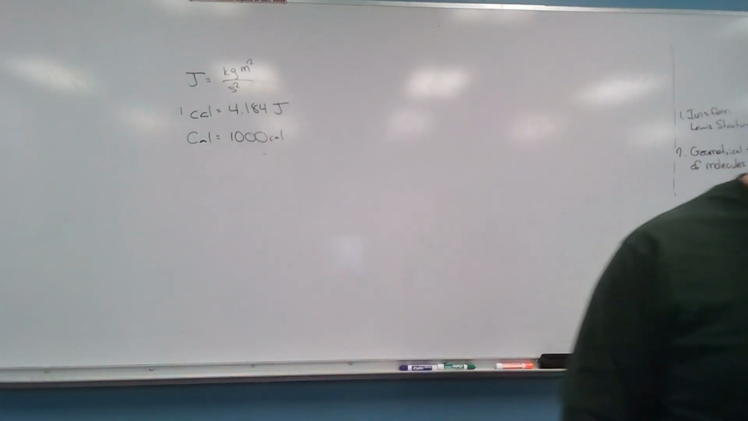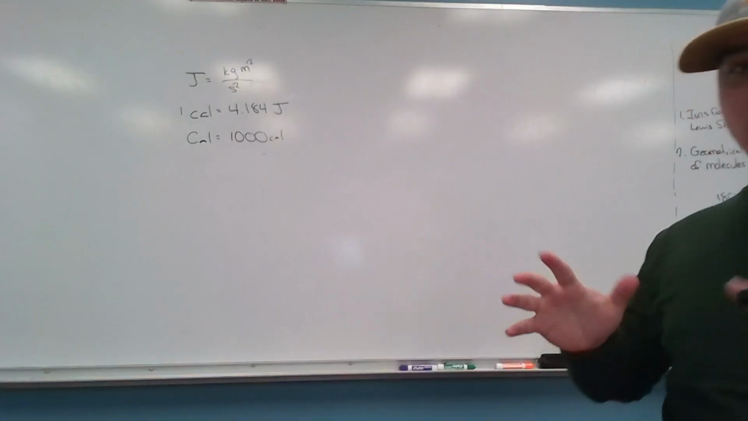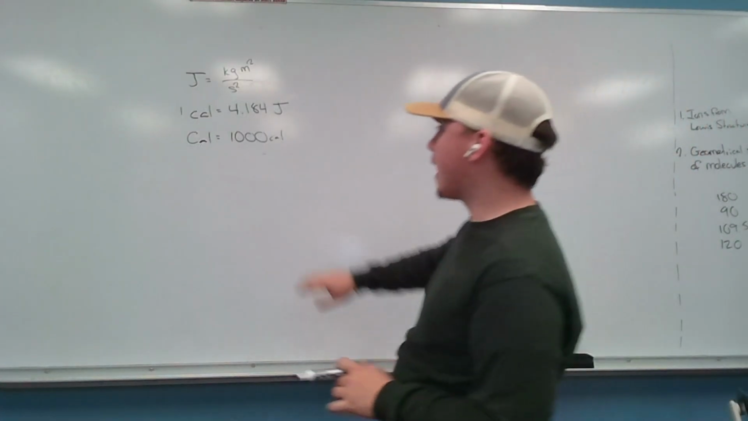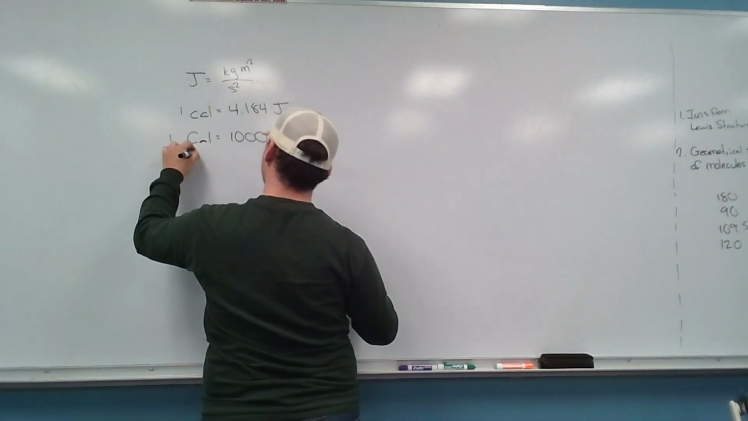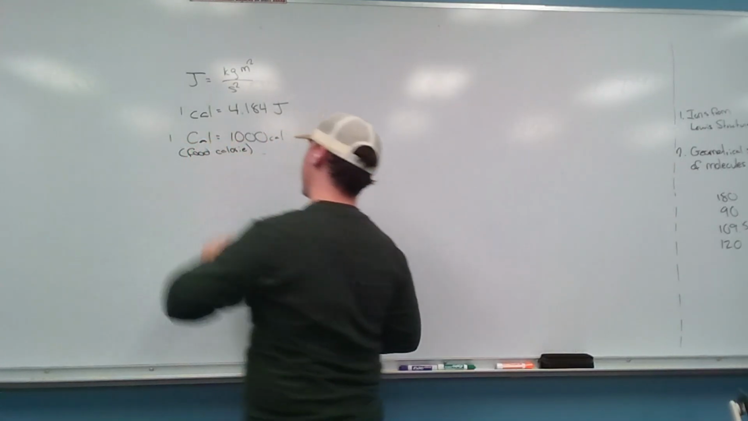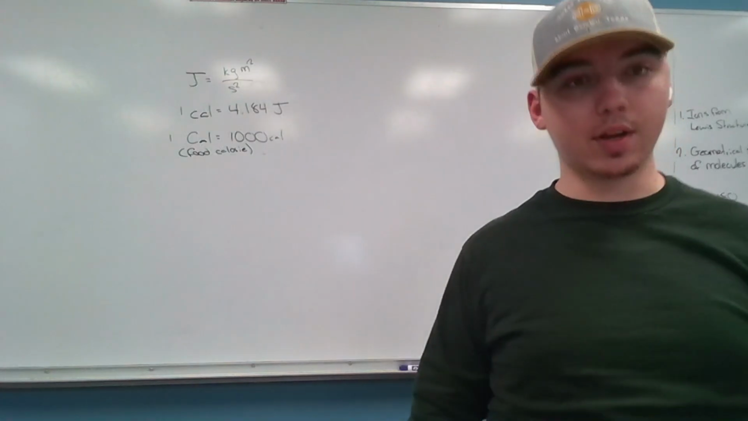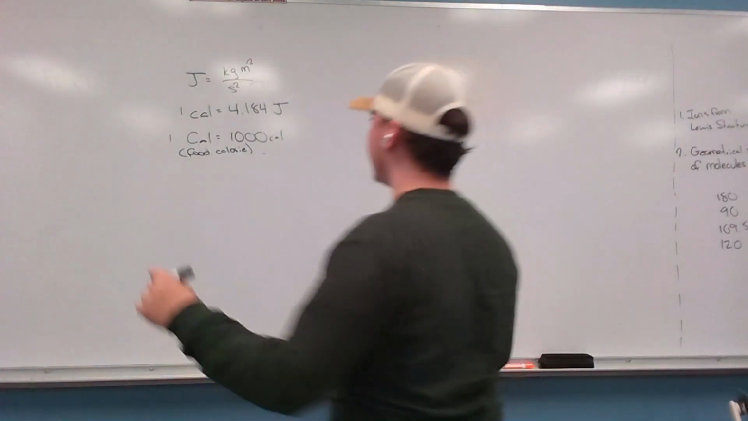After that, it gets a little bit more interesting. We defined that. Calories can also be defined as food calories. Just make a note on that. 1 kilocalorie is a food calorie. And keep in mind that we will often be working in kilojoules.